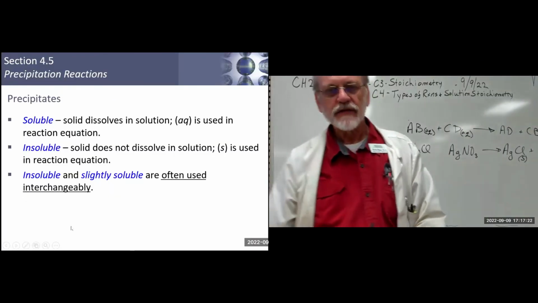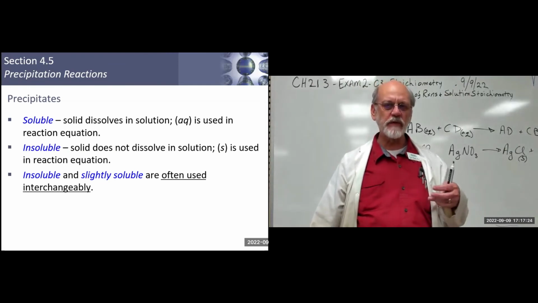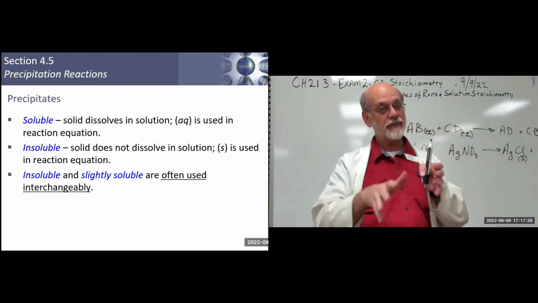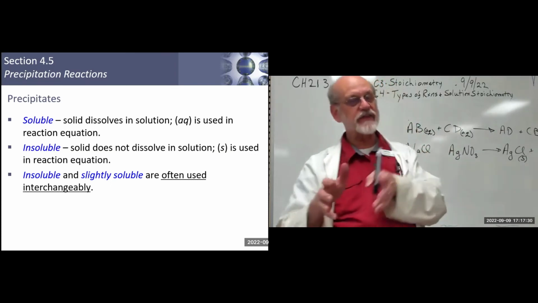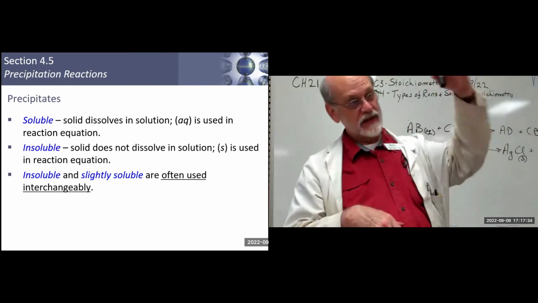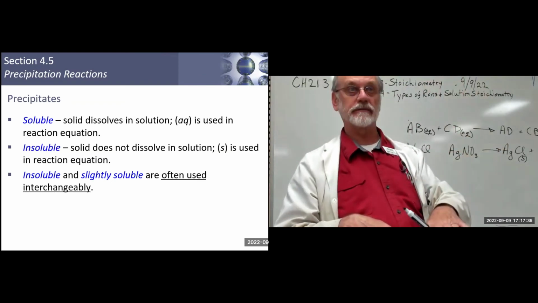Okay, so we classify soluble and we put an AQ next to it. That says that compound is soluble. We put an S next to it. That means it's a solid. And if you give it enough time, it will settle out on the bottom of the beaker.